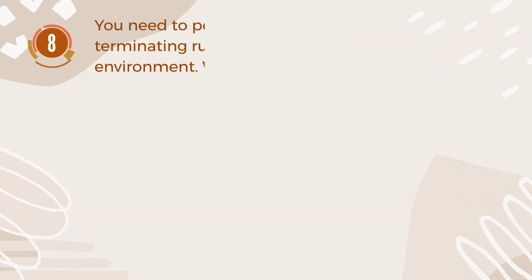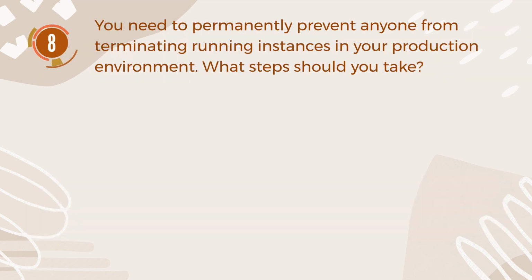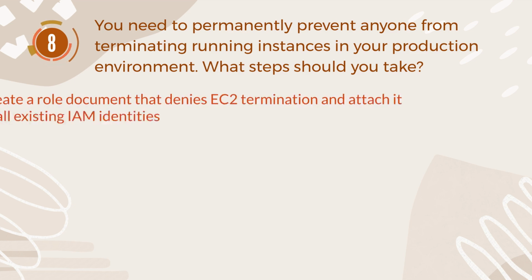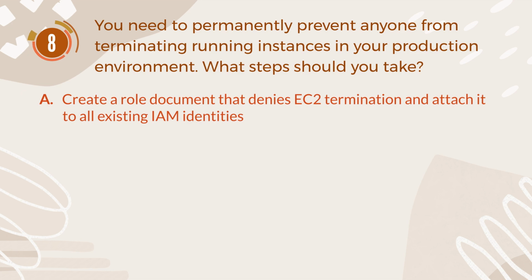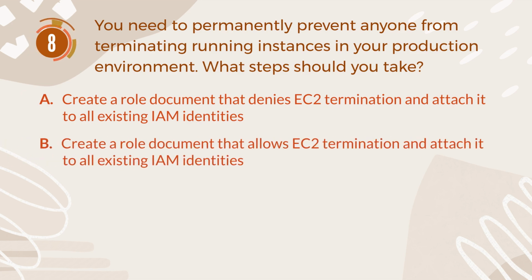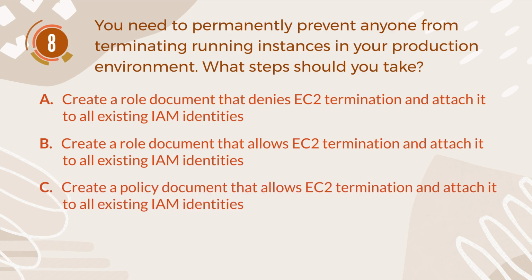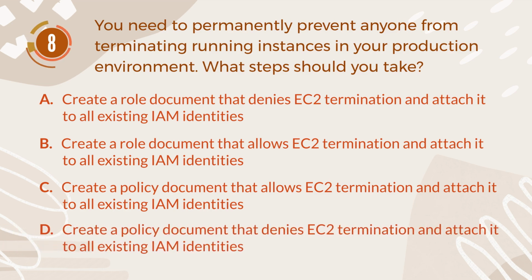Number 8. You need to permanently prevent anyone from terminating running instances in your production environment. What steps should you take? A. Create a role document that denies EC2 termination and attach it to all existing IAM identities. B. Create a role document that allows EC2 termination and attach it to all existing IAM identities. C. Create a policy document that allows EC2 termination and attach it to all existing IAM identities. D. Create a policy document that denies EC2 termination and attach it to all existing IAM identities.